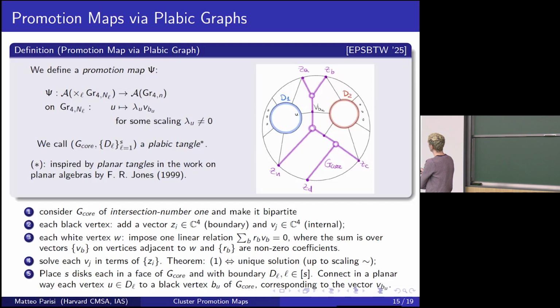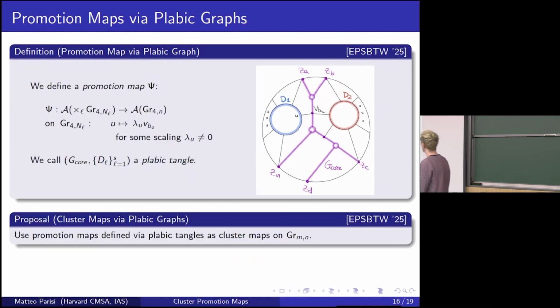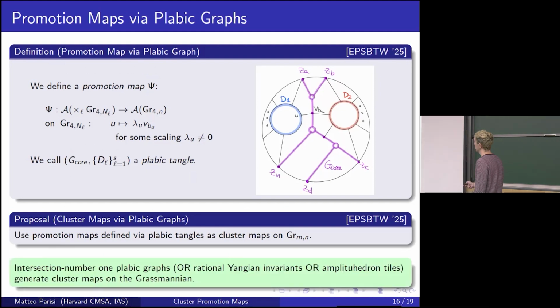We call this data of a core with a collection of disks that are connected to the core a plabic tangle, inspired by the planar tangles in the work on planar algebras by Jones. So the proposal is that we want to use these promotion maps defined by plabic tangles as cluster maps on the Grassmannian. In particular, this tells us that intersection number 1 plabic graphs, which correspond to rational Yangian invariants or amplitude tiles, are a way to generate cluster maps on the Grassmannian.